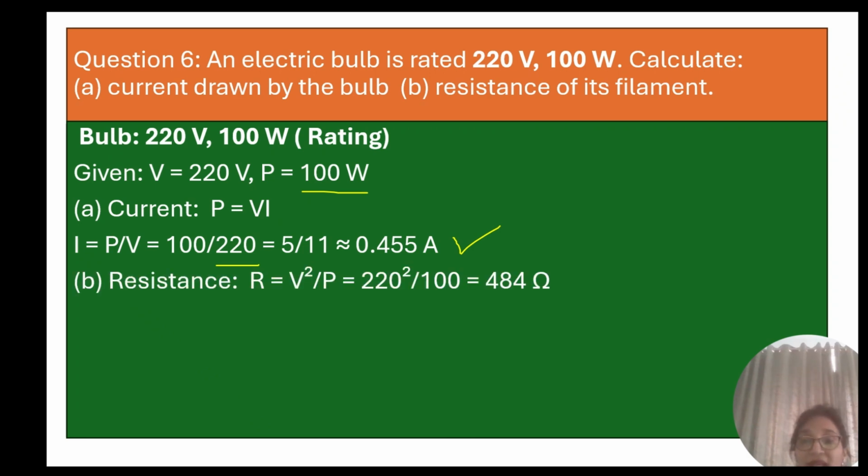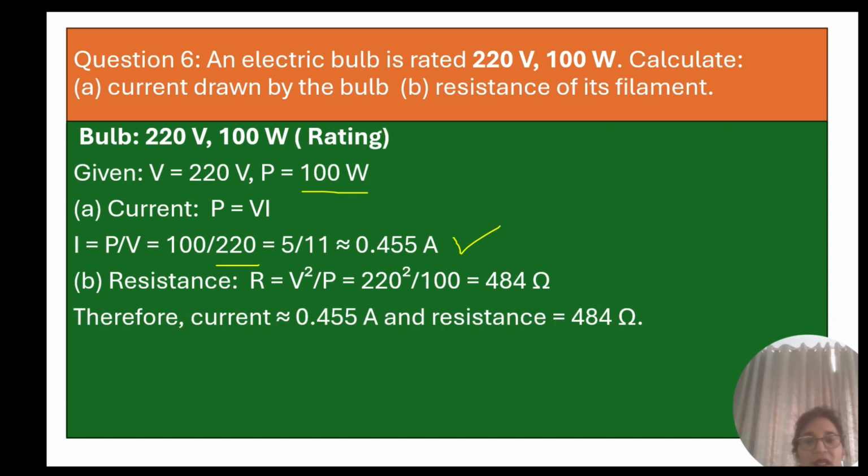Next, we have to find the resistance of its filament. So R is equal to V square upon P, which is again the power equation. And when you substitute, you get 484 ohm. So this is the answer on the screen.